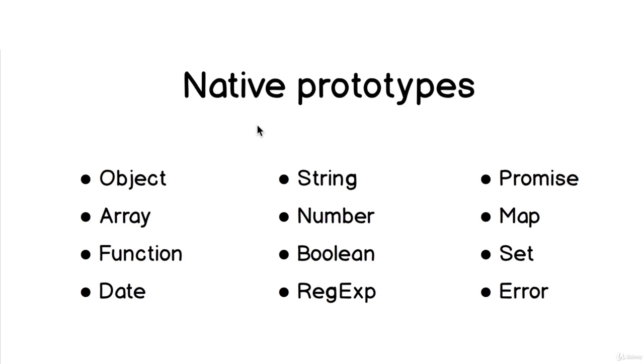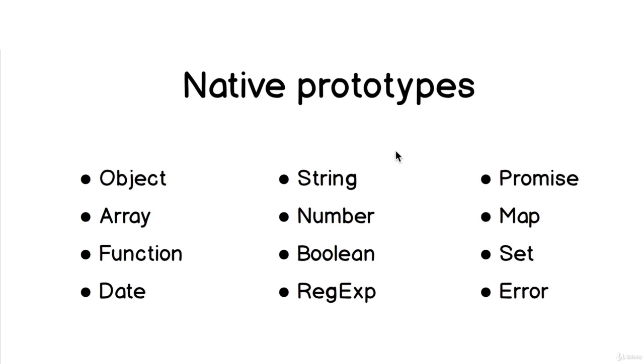In this lecture, we will talk about native prototypes in JavaScript. We have already discussed some of them, for example, Object.prototype and Array.prototype. But there are many other built-in prototypes, for example, Function, Date, RegExp, Map, Promise, Set, Error, and there are native prototypes for some of the primitive variable types: for strings, numbers, and booleans.